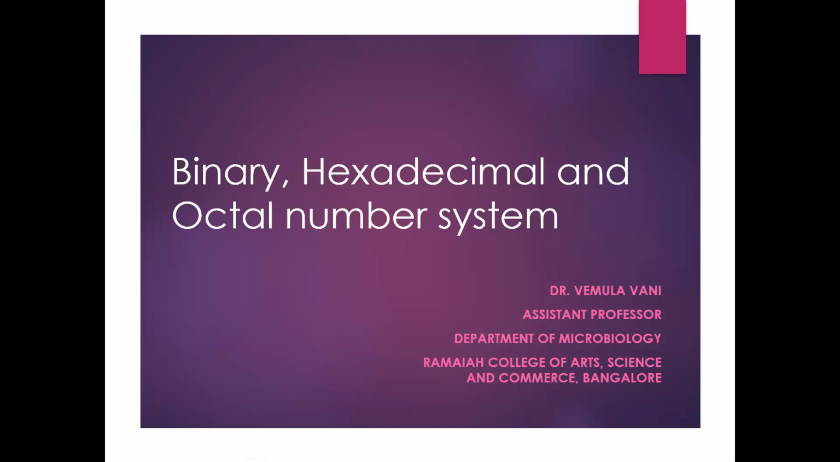Good morning, students. In this video, we'll discuss different types of number systems. That's the binary number system, hexadecimal number system, and octal number system. Conventionally, the number system we use is called the decimal number system. That's a number system where we use 10 different symbols to represent quantities. Those 10 different symbols are 0 to 9.